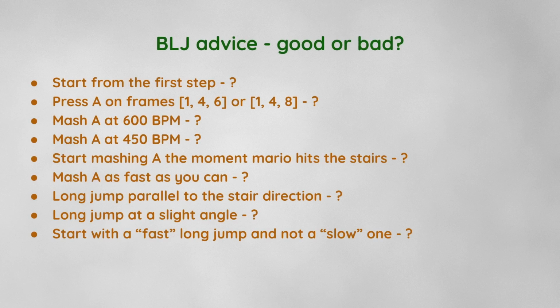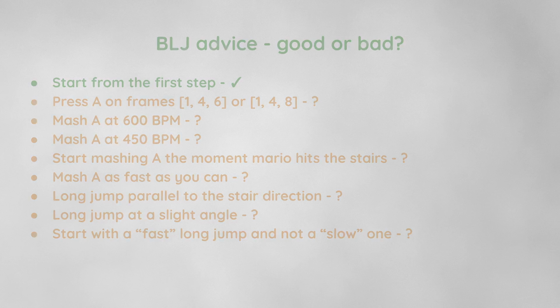If you look up ways to make BLJs more consistent, you'll find a lot of advice, but is any of it actually true? And what exactly causes the random nature of BLJs anyway? The first piece of advice is pretty obvious. Starting from as low down the stairs as possible just gives us more attempts before we have to go back to the bottom of the stairs and start again. But the rest of the advice will take a bit more work to prove or debunk.